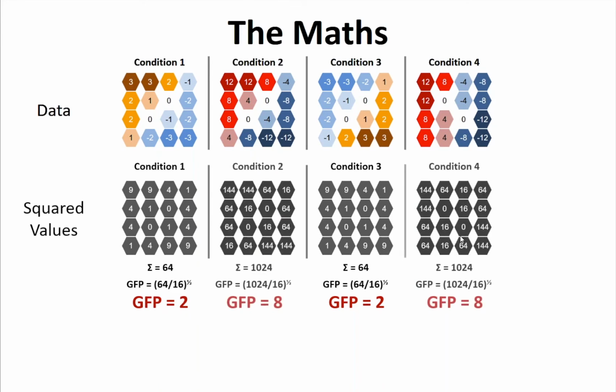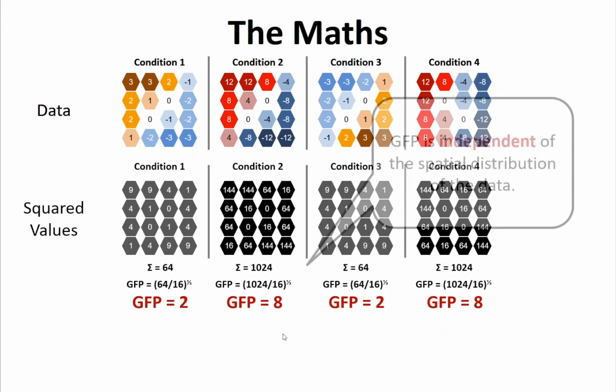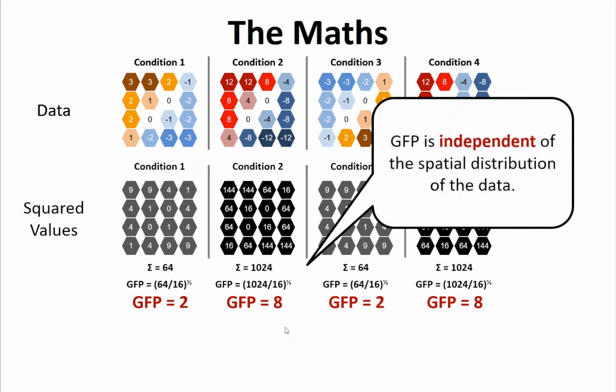In the same way, conditions 2 and 4 have exactly the same global field power as well, which is 8, which is exactly 4 times stronger than those of conditions 1 and 3. And again, the sum of all the values here would be 1,024, divided by 16 is 64. The square root of that is 8. So now what we see is that global field power is a measure that's independent of the spatial distribution of the data.